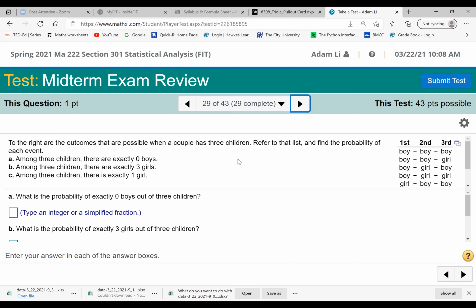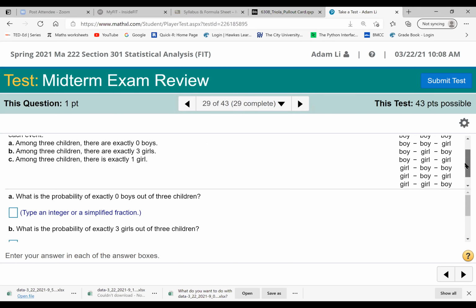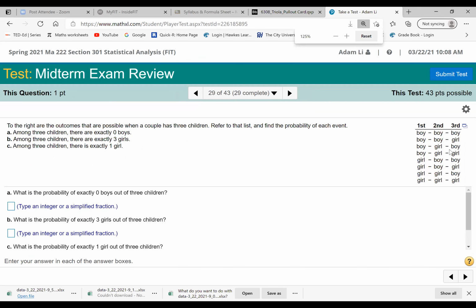Okay, this question is about probability. To the right are the outcomes possible when a couple has 3 children. We know that there are 8 outcomes, and the question actually gives you all these possible outcomes here. So you don't have to construct a tree diagram to get all of the outcomes. You can just look at all these outcomes and come up with the answer.